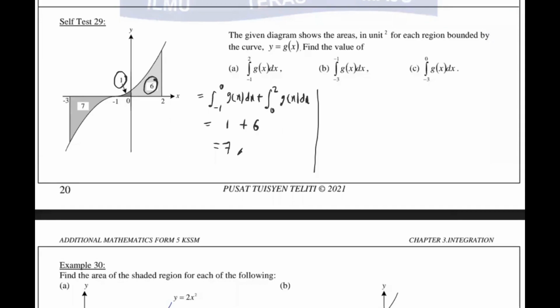Okay, how about negative 3 to negative 1? Negative 3 to negative 1 is here. But the area is below. If the area is below, you put a negative. Remember, your integration value can be negative, but the area is always positive.